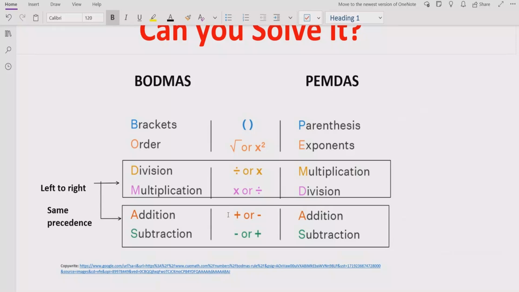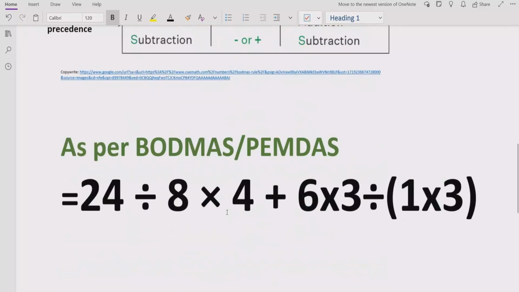Step number 3, you have to solve division and multiplication. So what you have to do, you have to go left to right in your expression and find out division and multiplication. Both have similar precedence, so you can solve any of them which is coming first. Similarly, for addition and subtraction, we have the same rule. We can solve addition first if it is coming first. We can solve subtraction first if it is coming first. Now move forward to solve the given expression.